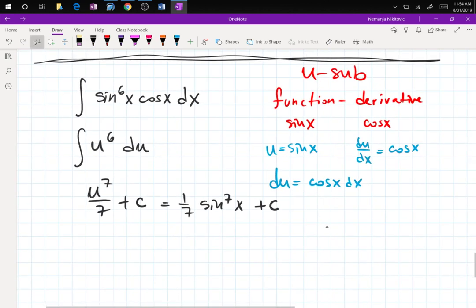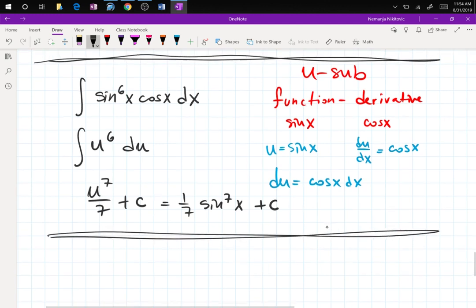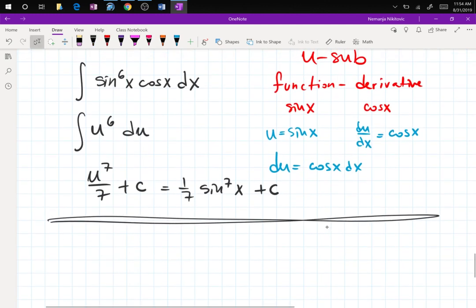And now I'm going to ask you to solve the integral of x to the 5 sine x to the 6 dx. Still has trig in it. Is it the same u sub or a different u sub?